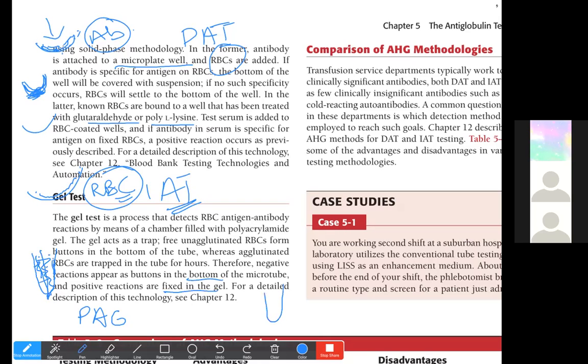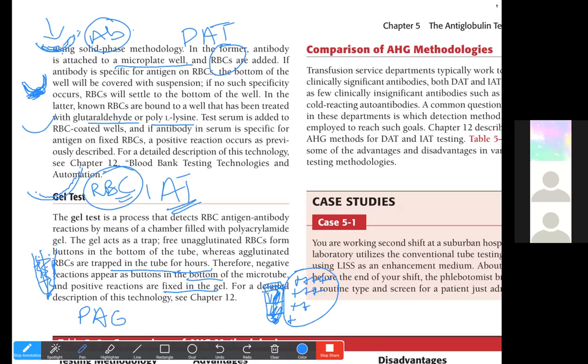If the button is at the bottom, it's a negative tube. If it is 1/3 agglutination, this shows the severity of the reaction, and if it is 2/3 agglutination, there will be a 2+ reaction, then 3+ if it is coating 3/4 of the tube, and if it is coating the whole tube, it will be a 4+ reaction. So the reaction strength can also be determined.